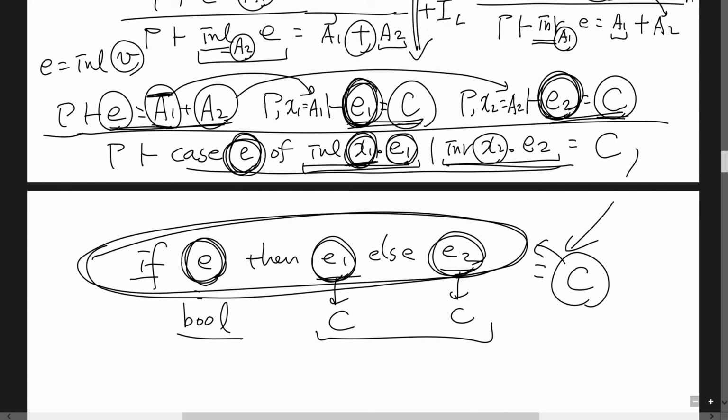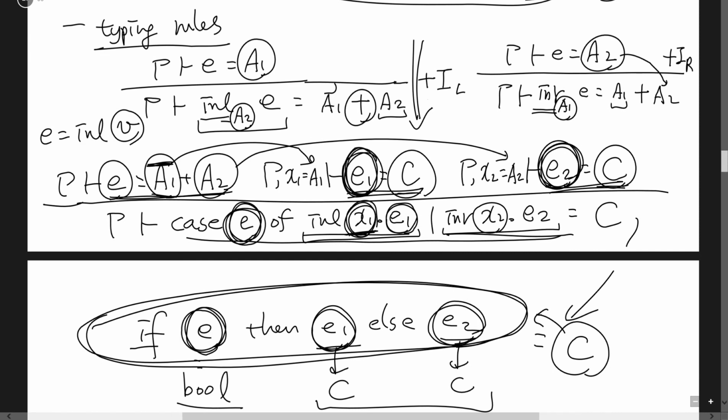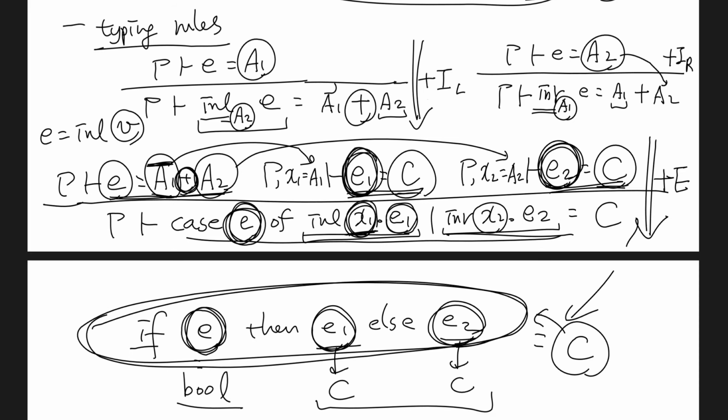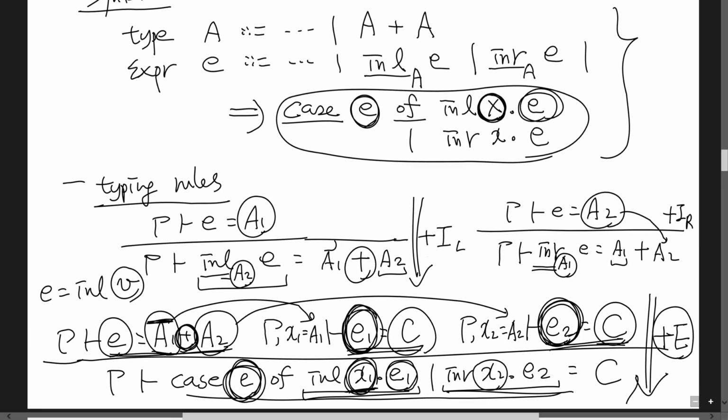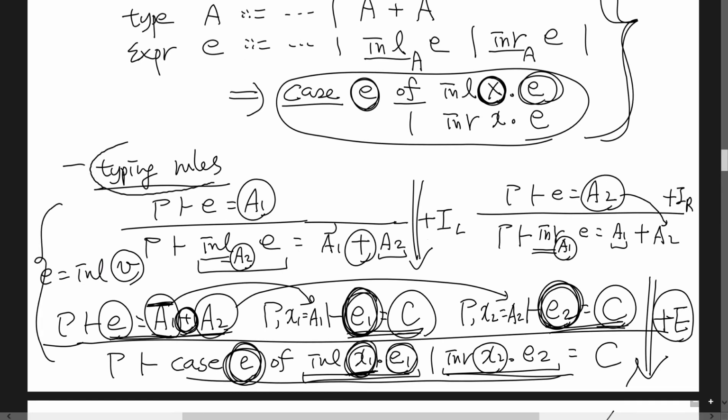And this typing rule can be called some type elimination rule, because if you read this rule top down, you end up eliminating the sum type. So this rule is called the sum type elimination rule. So now let's talk about the reduction rules. This is the syntax for sum types, and these are the typing rules for sum types, which consist of 2 introduction rules and 1 elimination rule.